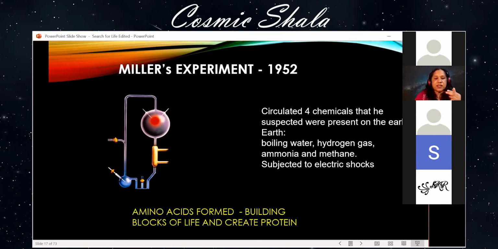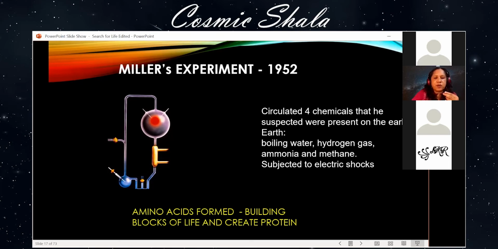On analysis, they found two kinds of amino acids. And for any of you who remember your biology, and some of you might be biologists, amino acids are the building blocks of life and create protein. So Miller actually showed that an early Earth, the way the atmosphere and the environment was thought of at that time, could actually have led to life.